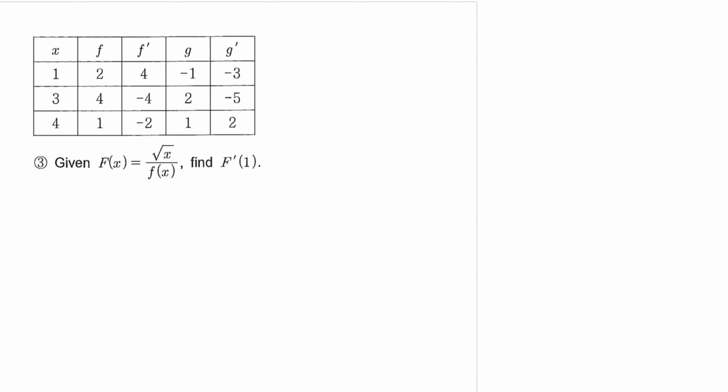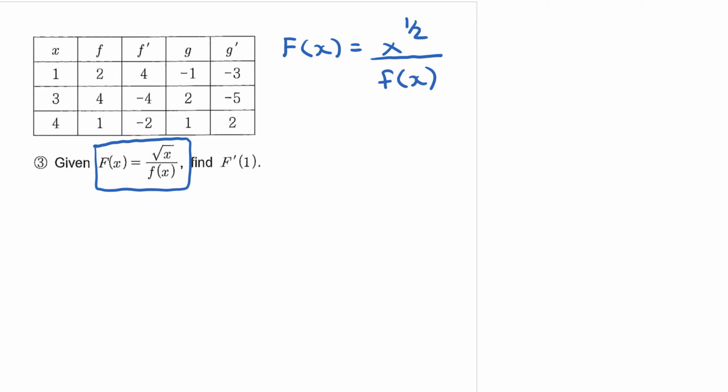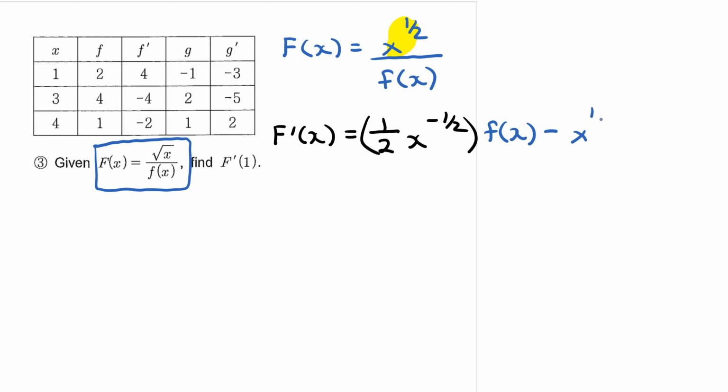So what I'll do over here is if this is my function, I'll try to write it on the side over here. So I have f of x equals x to the power of 1/2 divided by f of x. And then let's go ahead and find the derivative now. So f prime of x, which is the derivative of the top. So the derivative of that is going to be 1/2 x to the negative 1/2. And then I'm going to times that by the bottom, which is f of x, minus the top, which is x to the power of 1/2.